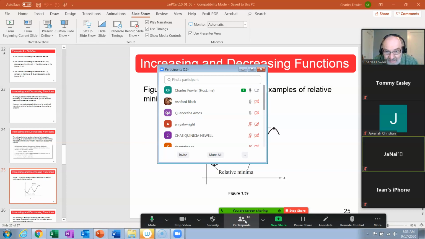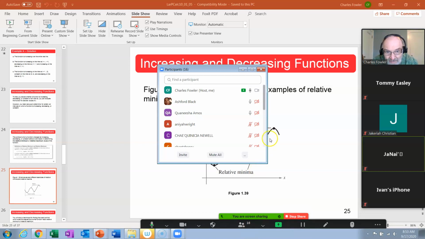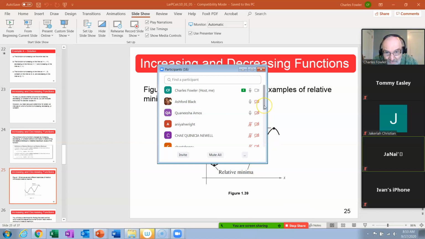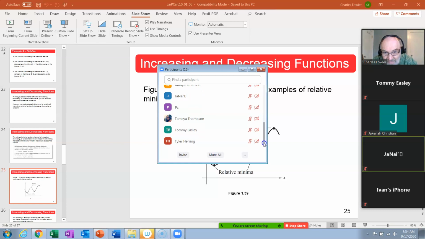Quenisha I had, Anaya I had, I may have everybody else. I think Quenisha was one who came in, but she was coming back in. Shay I have, Chance I have, Dee I have, Diana I think I have, Ivan I have, Jakiria I have, Jemiah I have, Janae, Shamari, Tamia, Tommy, Tyler. Yeah, I think I have them all.